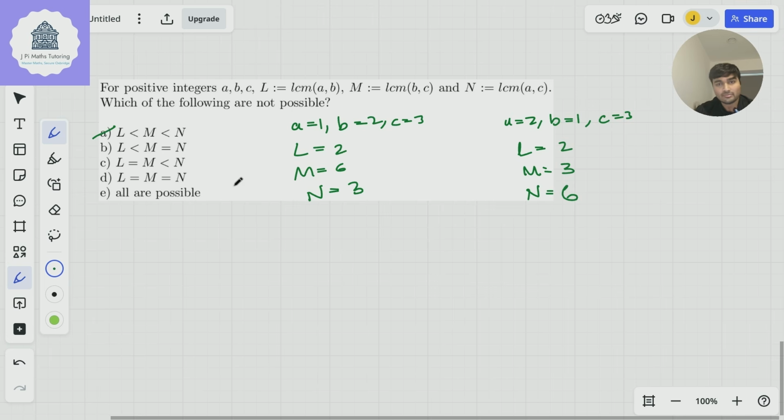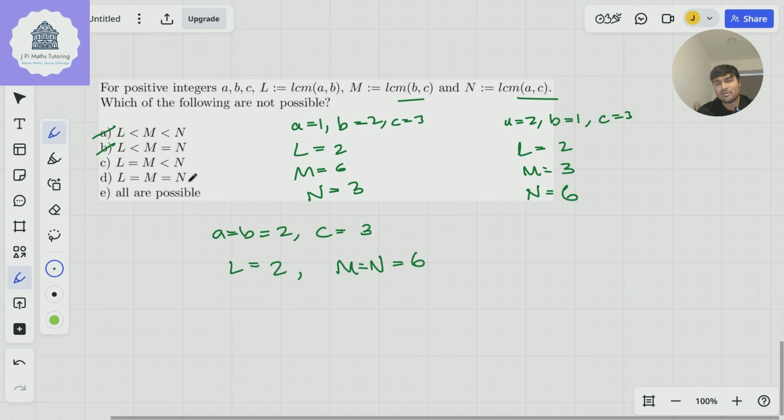Cool, okay, nice. Let's play around with it some more. Let's look at option B. Can we get this to be the case? Can we have it so that M and N have the same lowest common multiple, but L is something less? The answer is yes, we can. All we need to do is basically make M and N the same. So in order to do that, what I could do is just make a and b the same. And so if I just make a equal b equal, let's say 2, and if I make c equal 3, in which case L is going to be the lowest common multiple of a and b, which is going to be 2, but then M and N are both going to be the same, the lowest common multiple of 2 and 3, which is 6. So B is possible, so it's not the correct answer.